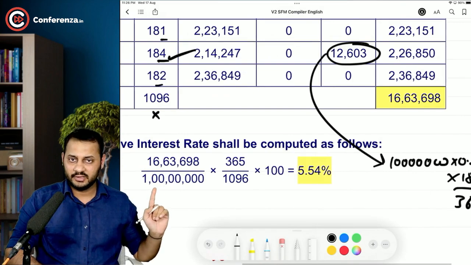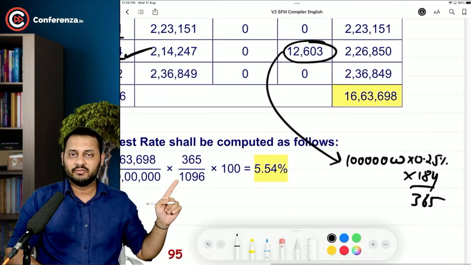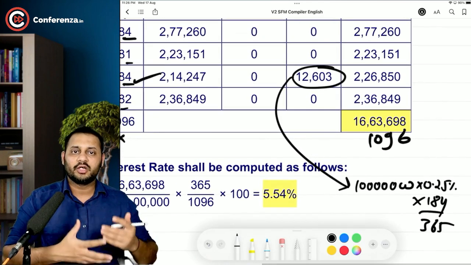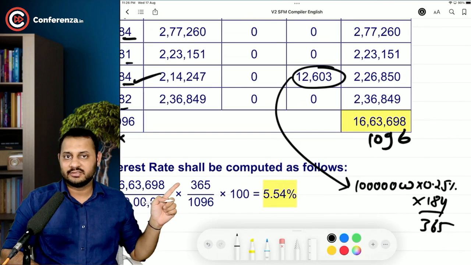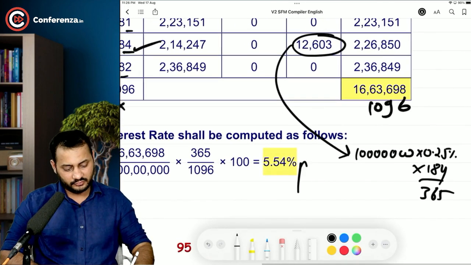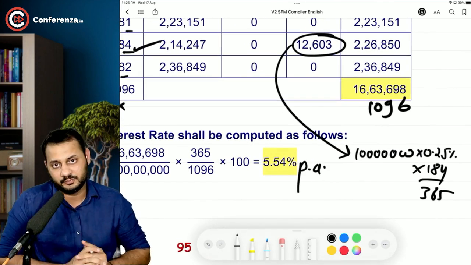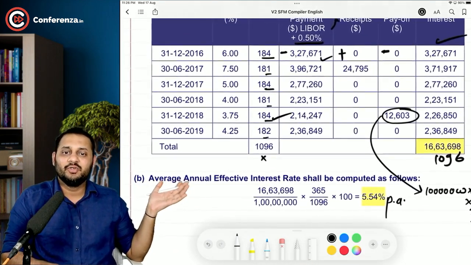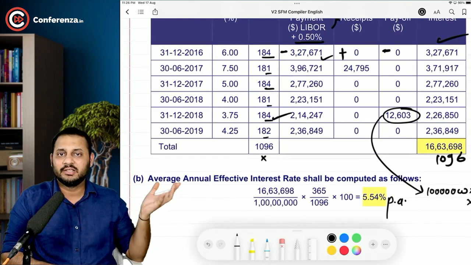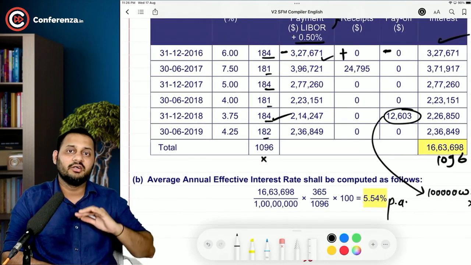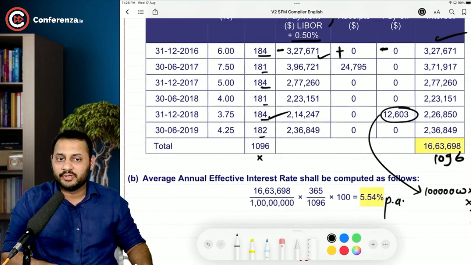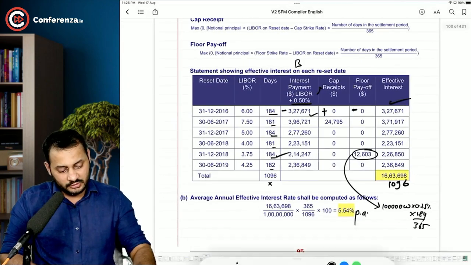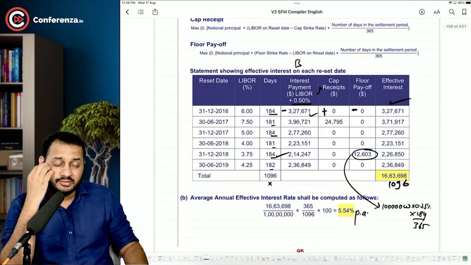1,663,698 on 10 million into 365 divided by 1096 days. See, this is for 1096 days now. So you want to convert that back to 1 year, that is 365 days, and the rate is 5.54% per annum. They only asked us to calculate the average annual effective rate. So the average is a simple average that they have done, not the effective rate or the time value of money. So forget about the time value of money, just divide it by 3 years. So this is how you have to calculate. I think you're okay with this.